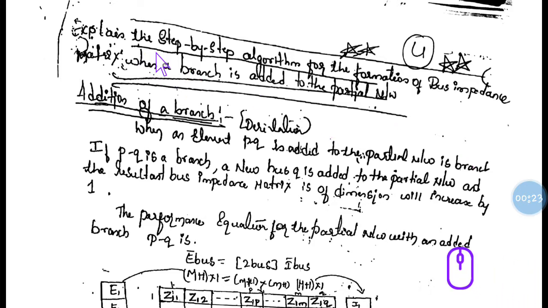Now I'll be going for the derivation with mutual coupling. At last you have to use the cases without mutual coupling. So whatever cases we are using, the same thing you have to use while doing problems also. Okay, let us go for the derivation now. Explain the step-by-step algorithm for the formation of the Z bus matrix when a branch is added to a partial network.